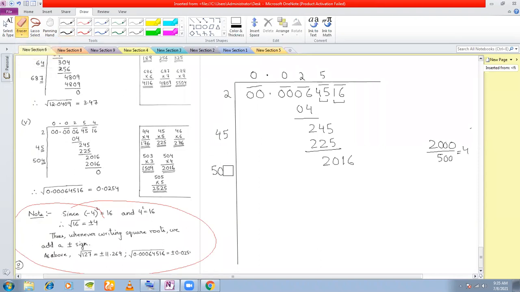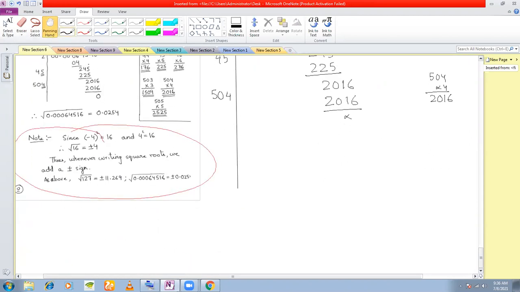That means this digit can be either 3 or 4 or 5. So let's try with 4 first. Since we are getting a 4, let's insert 4. So 504 into 4 will give you 2016. Exact 2016 you are getting. So we keep 4 here, and we write 4 here on top. We get 2016. So that's it. We have got the square root.